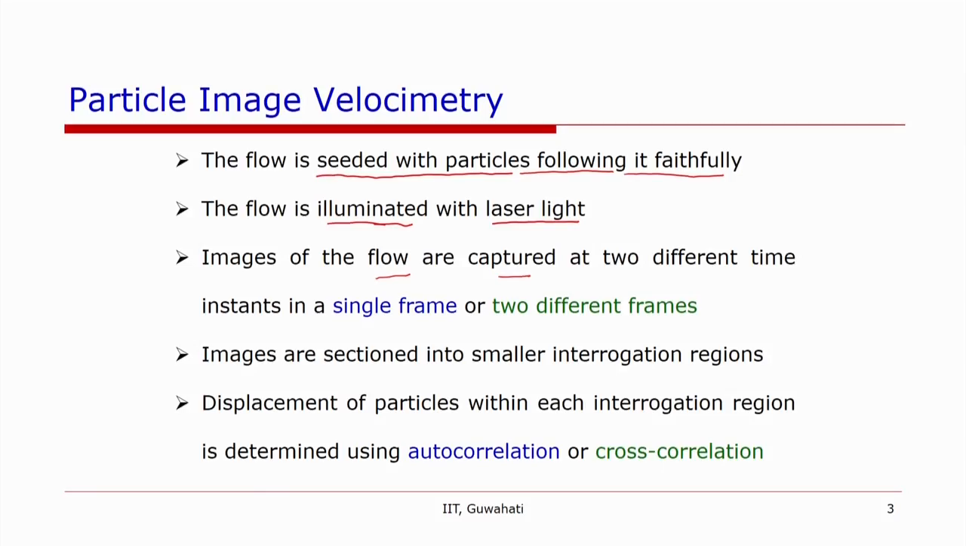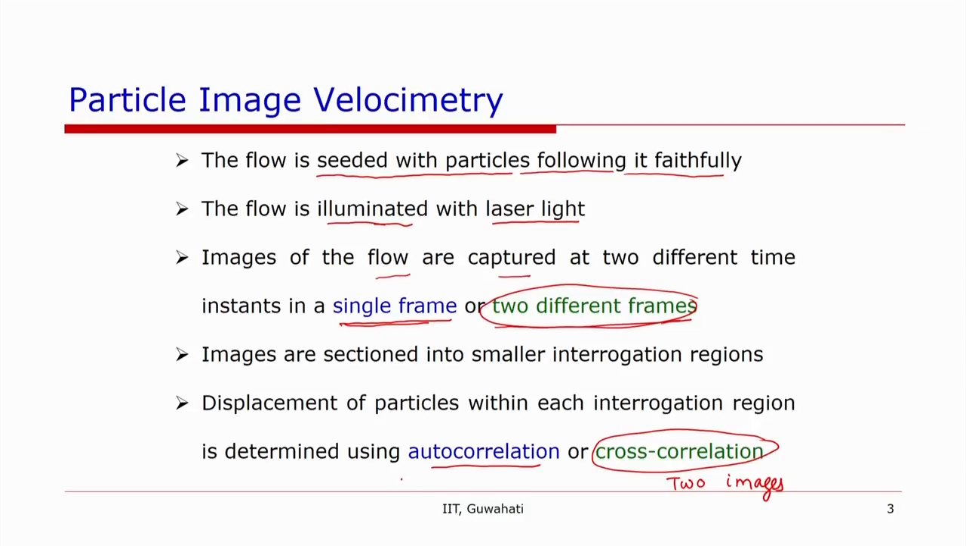Now, these images may be captured in a single frame. So, the images of the particles for the two pulses may be captured in a single frame, or they may be captured on two different frames. And then these images are divided into smaller interrogation areas, and the corresponding interrogation areas from these two frames are analyzed using autocorrelation in the case of a single frame, and using cross correlation in the case of two frames. So, cross correlation is used where we have two images, and when it is captured in a single frame, one uses the autocorrelation technique.